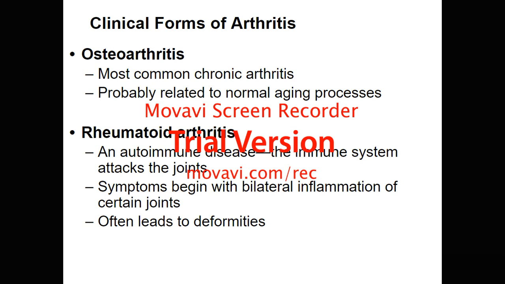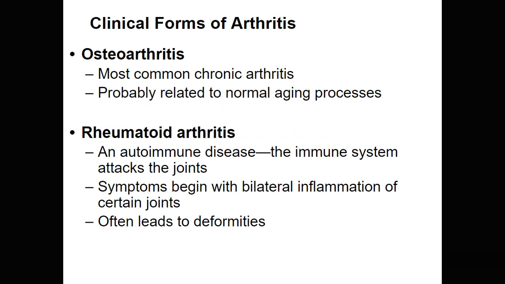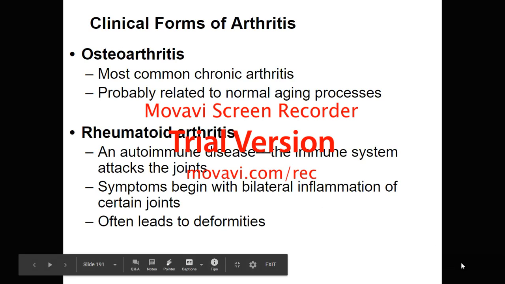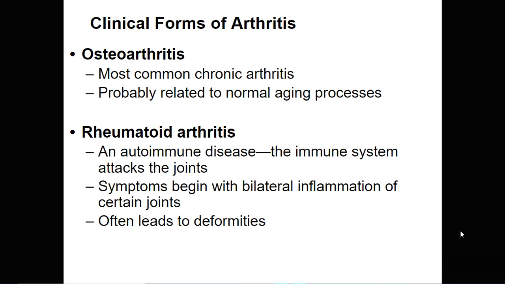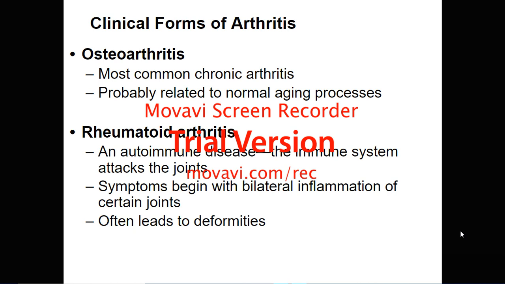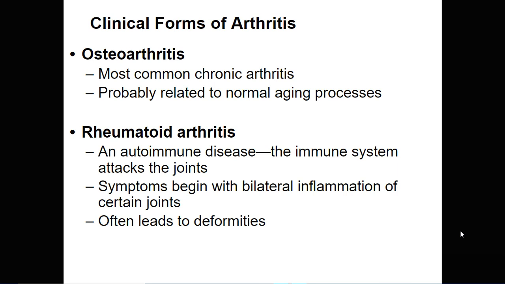And then you have rheumatoid arthritis. Rheumatoid arthritis is an autoimmune disease. So essentially, the immune system is going to attack the joints. With rheumatoid arthritis, the symptoms begin with bilateral inflammation of certain joints. It usually arises between 30 and 50, and it tends to affect 3 times as many women as men. So it's not as common as osteoarthritis, but it affects millions of people, about 1% of all people. And usually rheumatoid arthritis leads to deformities.